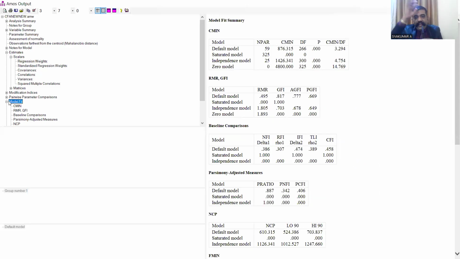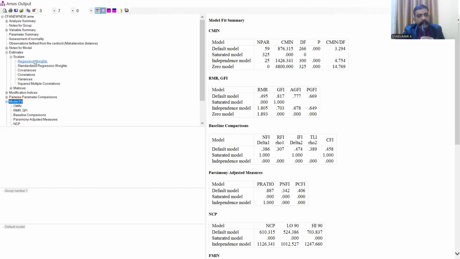Actually, yes. The chi-square value divided by degree of freedom is very excellent. I think in CFA we had a value almost around 5, but here we have improved. You can see the chi-square value by degree of freedom is 3.29, an excellent value in structural regression modeling. All values like GFI and AGFI are excellent.